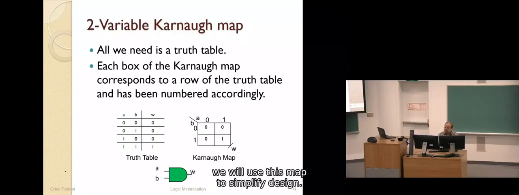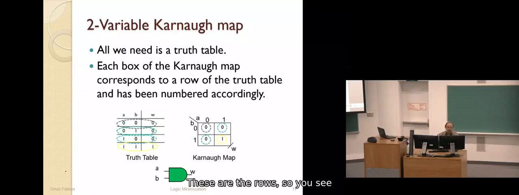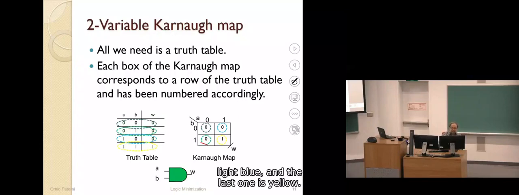This will give us so many things later, as we will see. We will use this map to simplify our design. And these are the rows. You see the first row is cyan, the next one is green, the next one is light blue, and the last one is yellow. Each row corresponds to a cell.